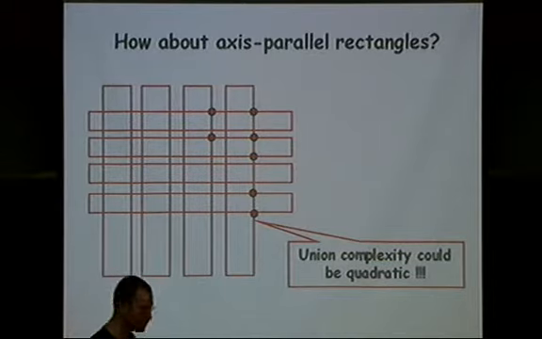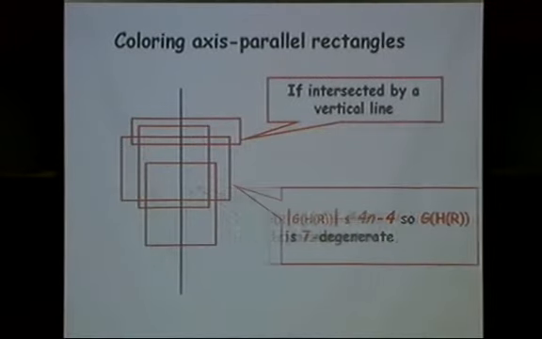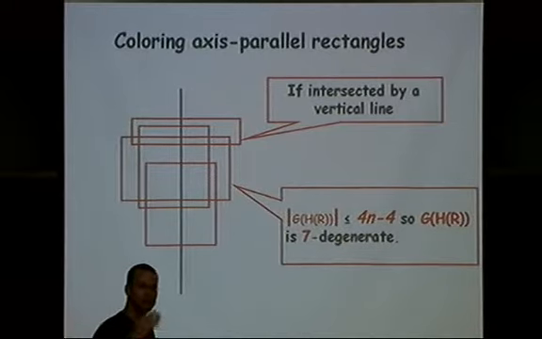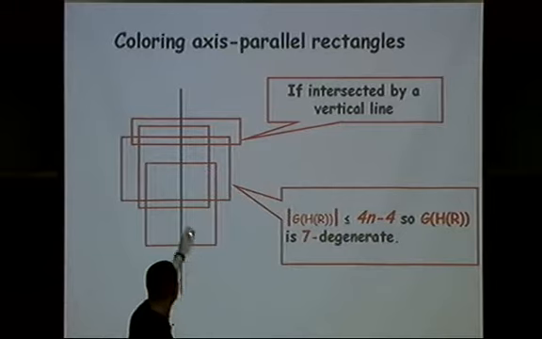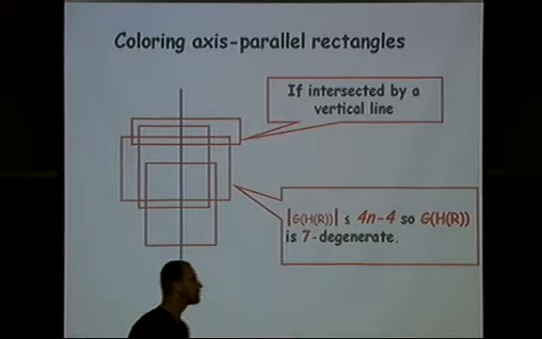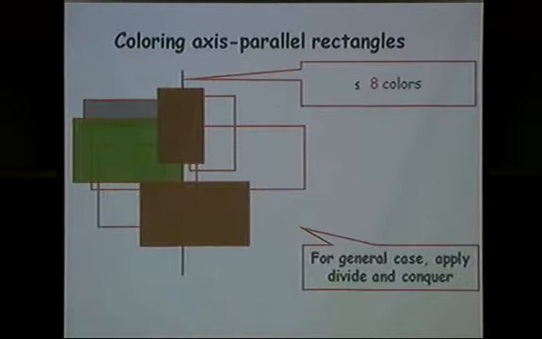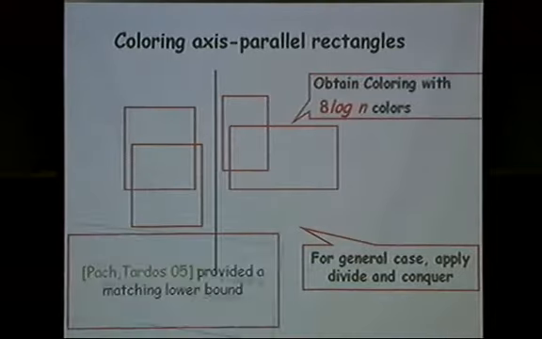So it means nothing. But one can do better with a divide and conquer construction, noticing that if all of them are intersected by a line, then the union complexity is linear. Then you can color the guys in the middle with a constant number of colors and recurse on the right and left. This will give you a log n. Just believe me that one can do it.